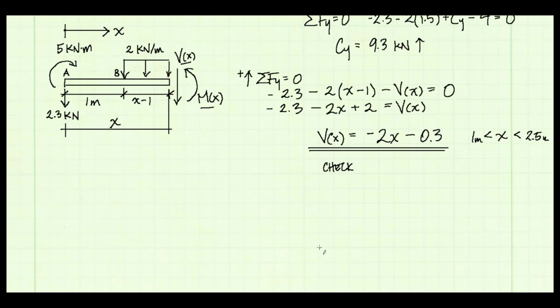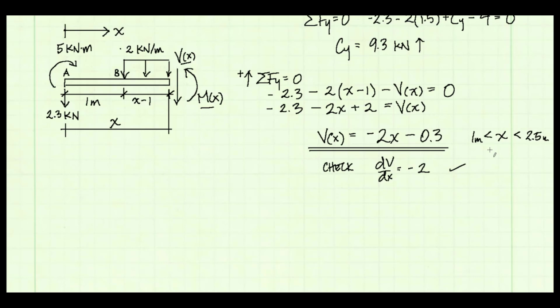One thing I could do is check: is dV/dx, the derivative, equal to the distributed load? If we take the derivative, we get that it's equal to negative 2. And notice our distributed load is, sure enough, 2 pointing downward, 2 kilonewtons per meter. So the derivative of the shear is the distributed load, and that's what we expect to see.